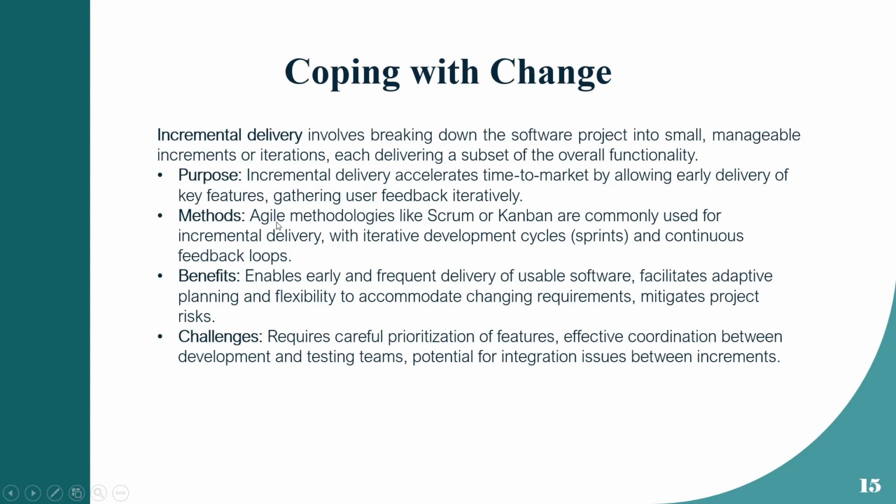Methods: agile methodologies like Scrum or Kanban are commonly used for incremental delivery, with iterative development cycles and continuous feedback loops. Benefits: it enables early and frequent delivery of usable software and facilitates adaptive planning and flexibility to accommodate changing requirements. It also mitigates project risks.